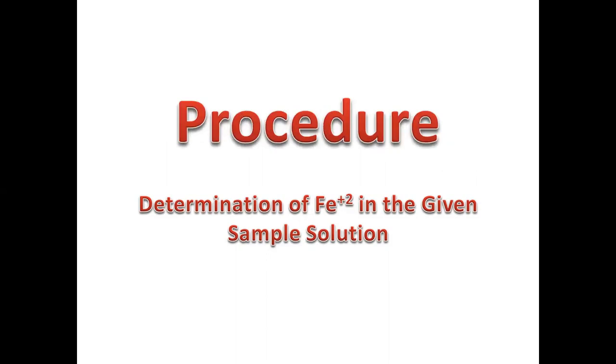So first of all, wash all the glassware with tap water and then rinse with distilled water. Now, take a large beaker. In this large beaker, you have to transfer 10.0 ml of sample solution. Sample solution will be provided to you on the side bench. So go there on the side bench and pipette out 10.0 ml of the sample solution. So you have to transfer 10.0 ml of given sample solution of Fe+2 ferrous ion to a beaker with the help of a pipette.